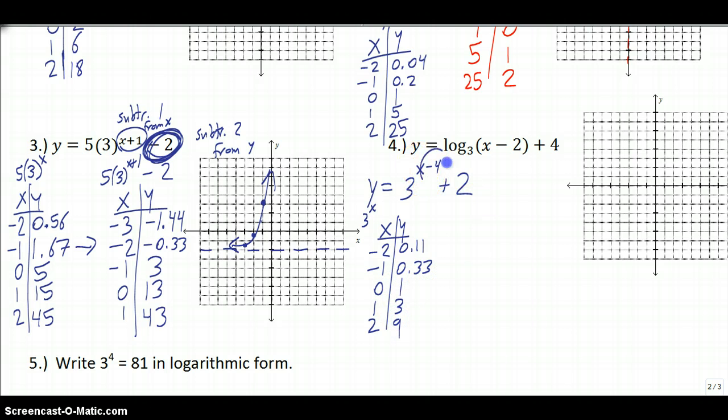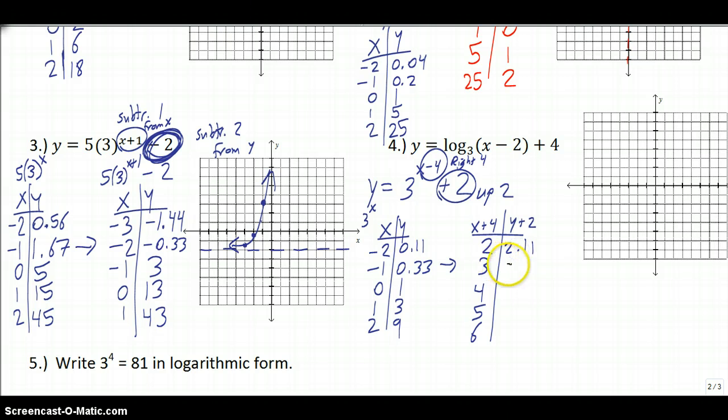Now I need to move it. That's going to be right 4. So I'm going to add 4 to all my x's. And this will be up 2. So I'm going to add 2 to my y's. So basically, if you want to think about it this way, if you want x plus 4, that'll be 2, 3, 4, 5, 6. And all your y's plus 2 will be 2.11, 2.33, 3, 5, and 11.